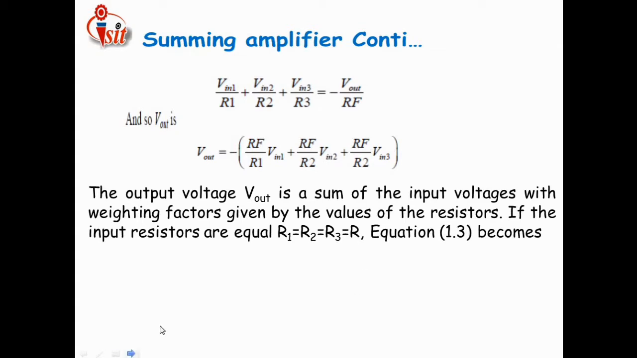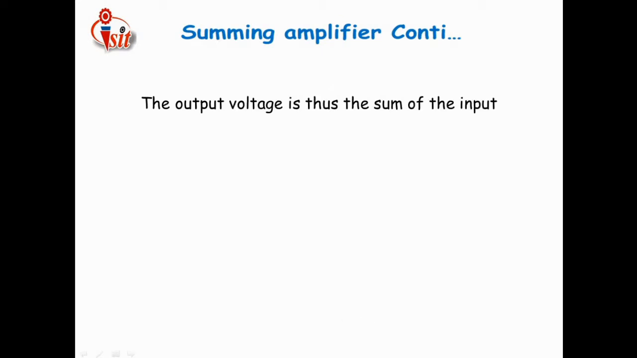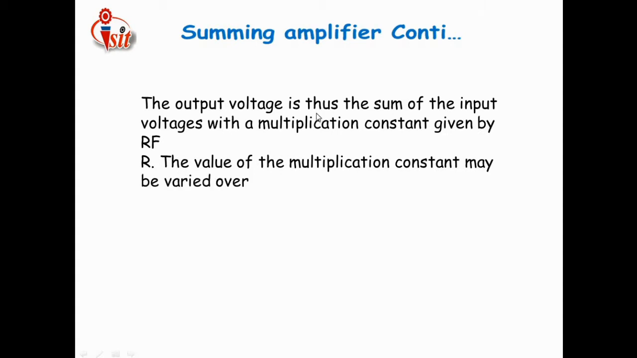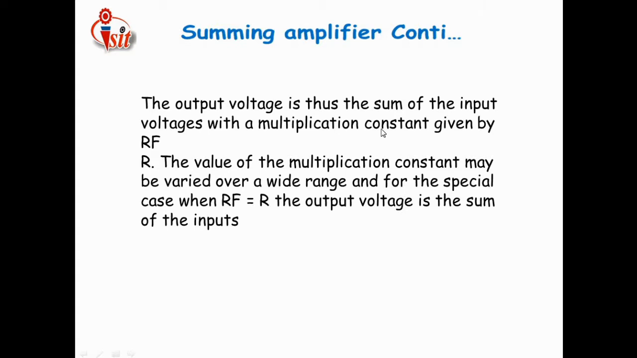Just see, V out is equal to minus RF divided by R into V in 1 plus V in 2 plus V in 3. And if these R's are equal to RF, that is RF equal to R, then what output comes into the picture? The output voltage is thus the sum of the input voltages with a multiplication constant given by RF.